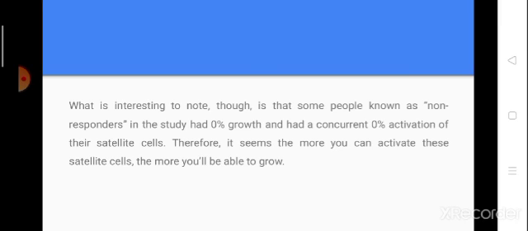Okay. Now, here also it is mentioned that during the research study, even the non-responders, as I said, a few people find it very hard to gain muscles. Non-responders are those people whose genetic code is not good. Like in the study, it is also shown they are non-responders, and the concurrent activation of the satellite cells is 0%. That's why these cells are very important for the growing phase.